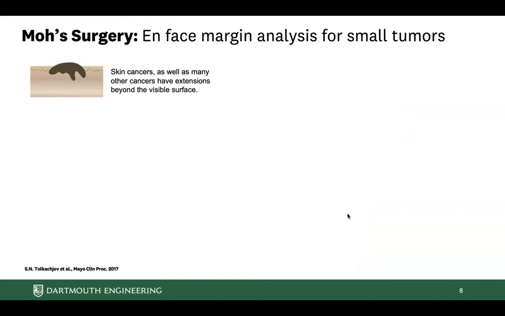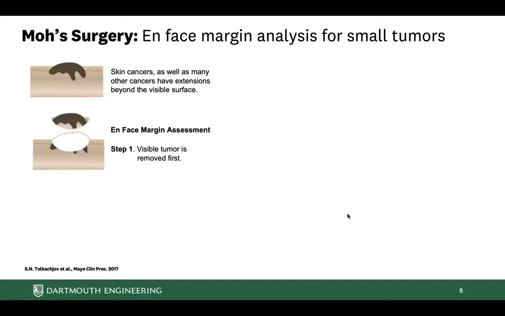In addition to oral cancers, we are trying to move this imaging technique into Mohs surgery. Mohs surgery is a surgery that is performed on small skin cancers, in which a process called en-face margin analysis is used. In skin cancers, they are on a surface and they tend to be small. So what happens is the surgeon will remove the visible tissue, but there tends to be sort of these tendrils that go down deeper into the surface that we cannot see by eye.